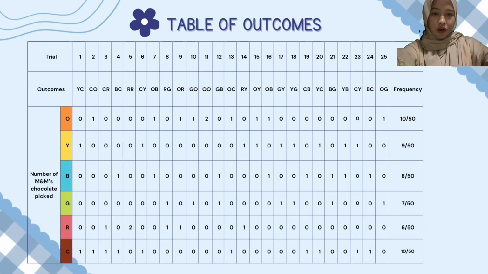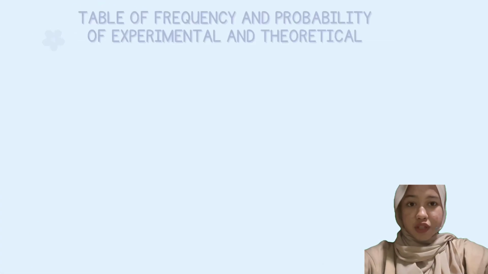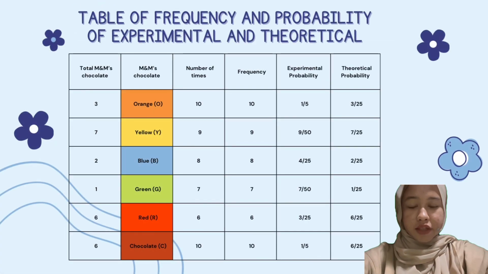This is the table of outcomes from picking out 25 pieces of M&M's chocolate for trials, where each of 2 chocolates chosen counts as 1 trial. This table also shows the amount of 2 colors taken for 1 trial. For the frequency, we calculate based on the 50 trial that we get. This table shows the frequency and probability of experimental and theoretical.